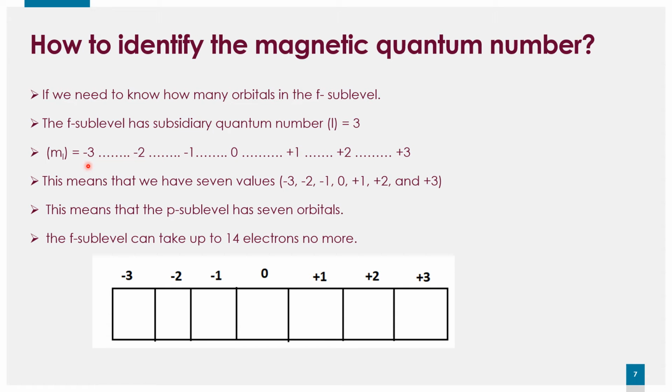This means that the f sublevel has 7 orbitals. These are the 7 orbitals. The one in the middle with 0, then positive 1, positive 2, positive 3, and negative 1, negative 2, and negative 3. 7 orbitals with 14 electrons.